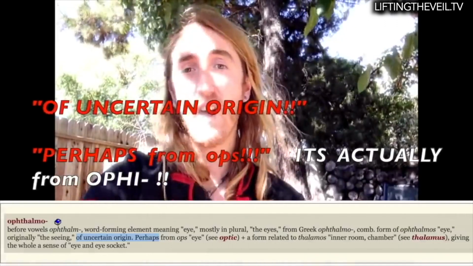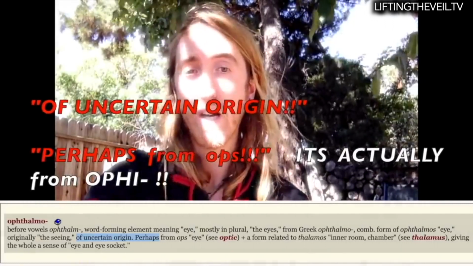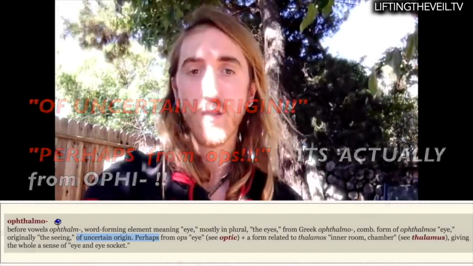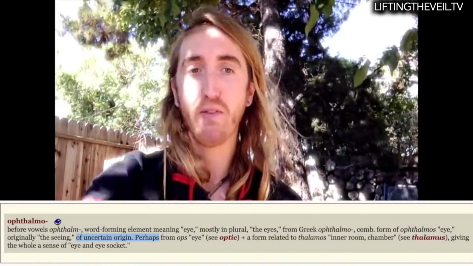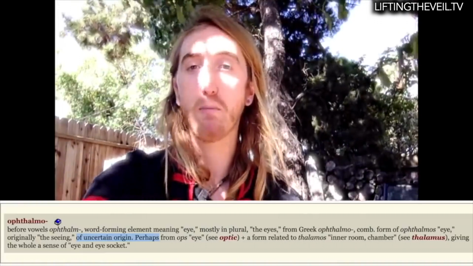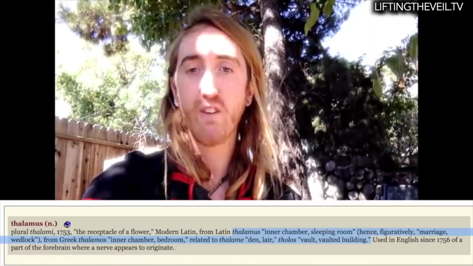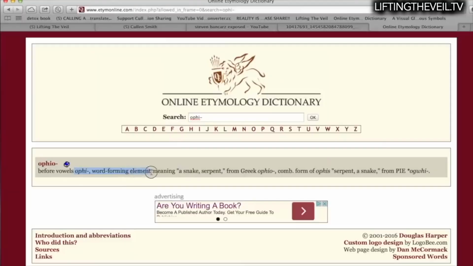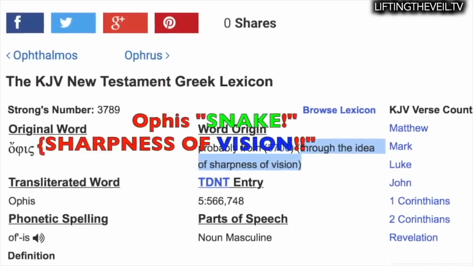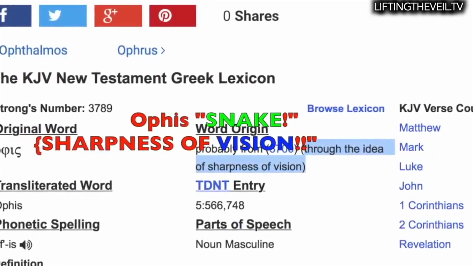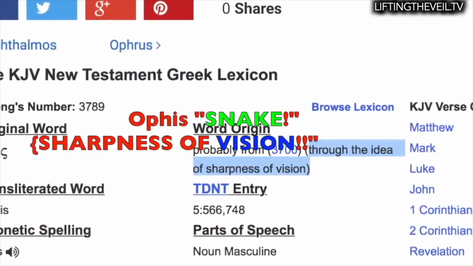See, again, they say that it comes from the word ops, meaning eye, plus thalamus. They would have you believe that ophthalmos is a compound word of ops plus thalamus, but that's not the case at all. The prefix of the word-forming element ophi, O-P-H-I, however, refers to a serpent or snake. So look at the word again.